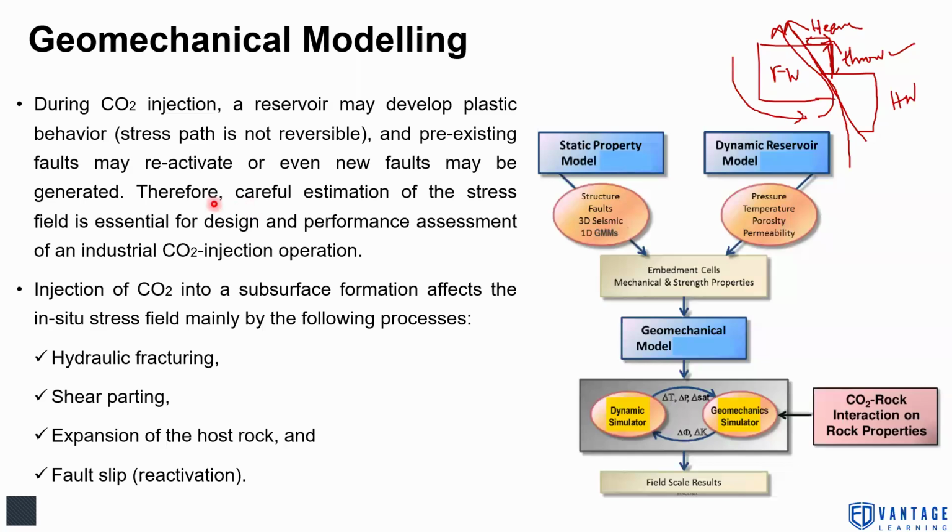So the main objective is we need to carefully estimate the stress field for design and performance assessment of an industrial CO2 injection operation. And injection of CO2 into a subsurface formation affects the in situ stress field. So if we don't know the frac gradient and we design an injection pressure such that we want to keep the pressure above the critical pressure of CO2 to inject it in a supercritical state, it may generate fractures. Also, it may part the formation with a shear stress. And also we can observe expansion of host rock, and also the fault may slip or reactivate.